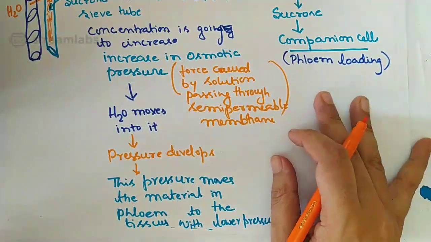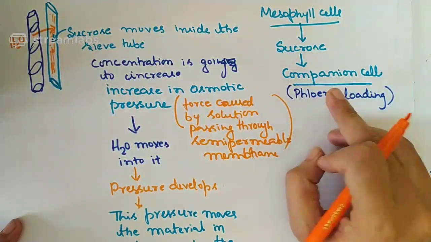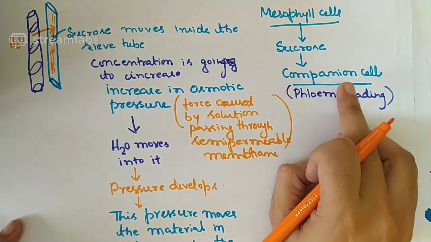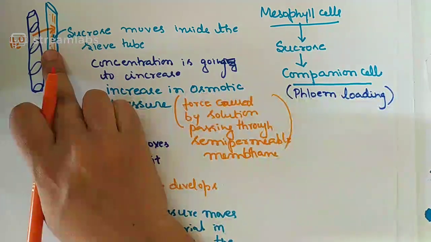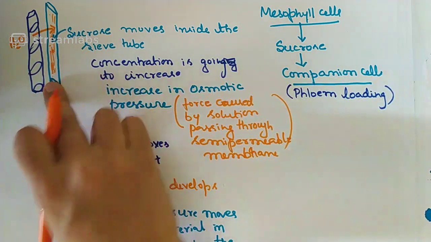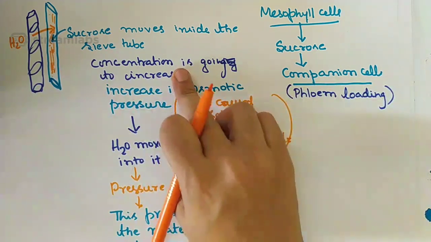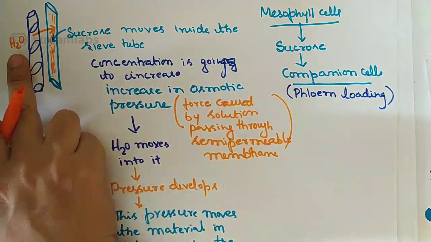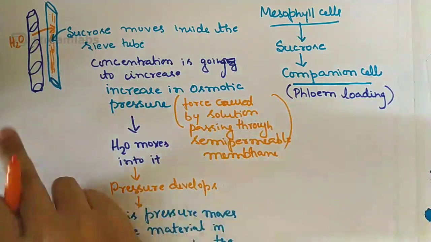Now what happens? From the mesophyll cell, sucrose enters into the companion cell. And from the companion cell, the sucrose enters into the sieve tube. Now, in the sieve tube, osmotic pressure is going to increase, or the concentration of the sugar is going to increase. So, what is the sieve tube going to do? It is going to draw the water from the neighboring cell. That is, it is going to draw the water from the xylem.